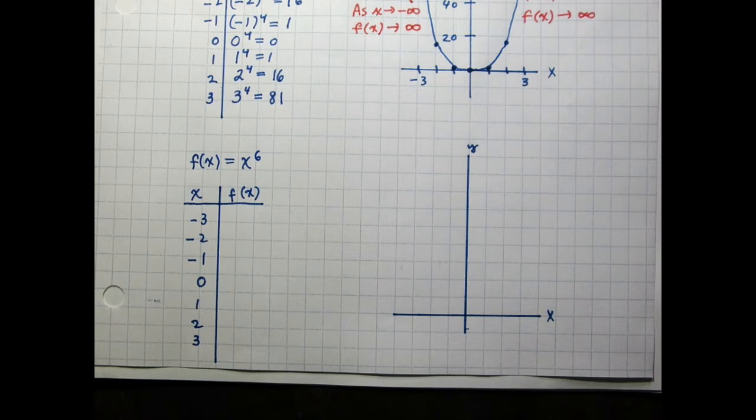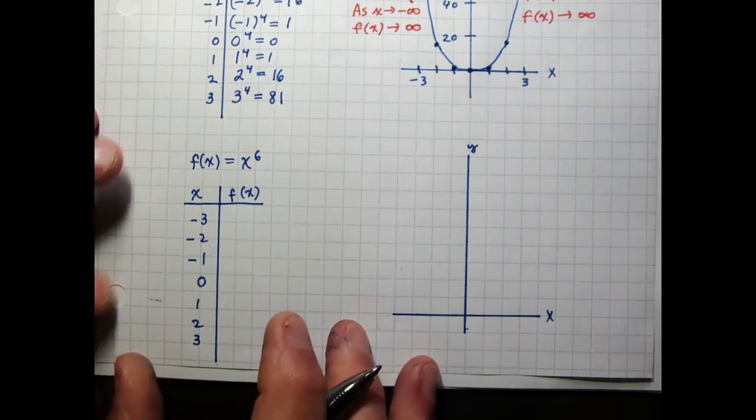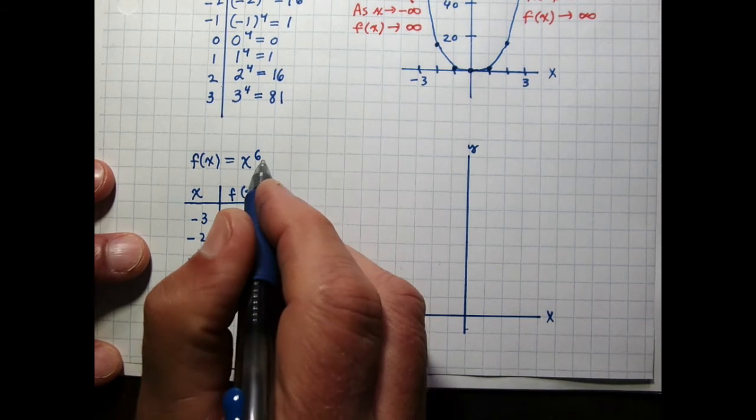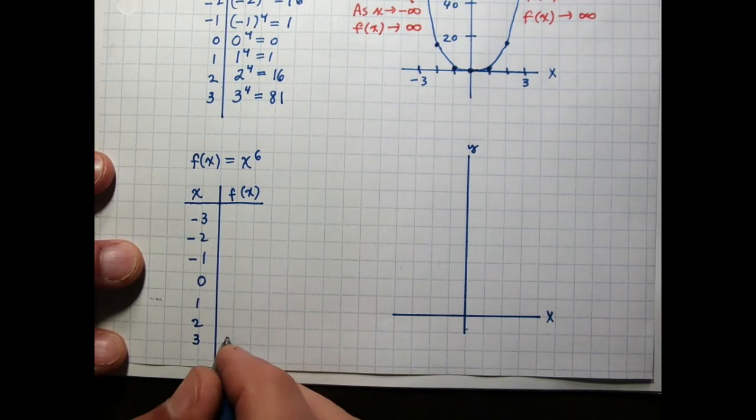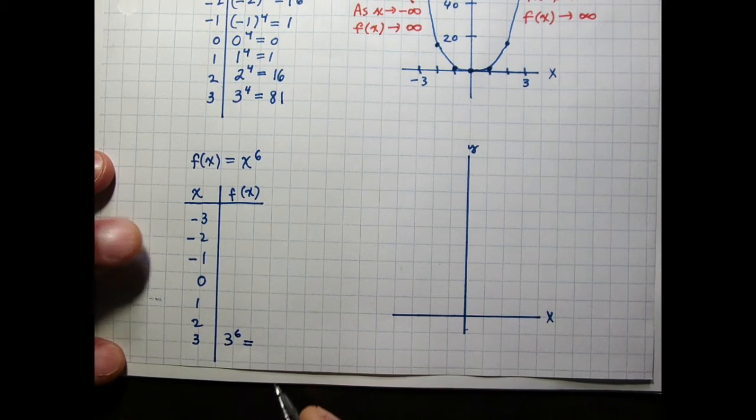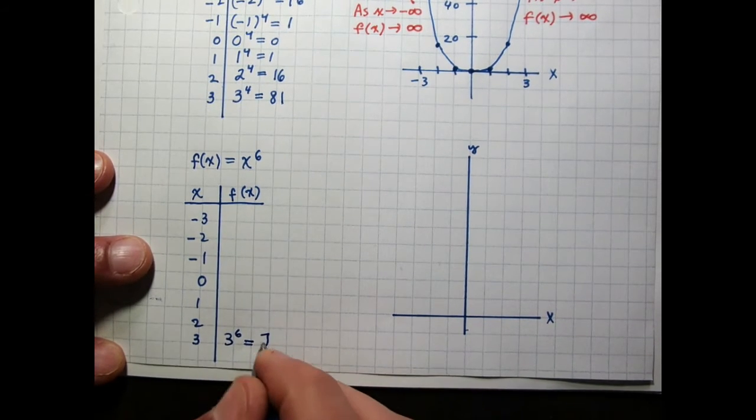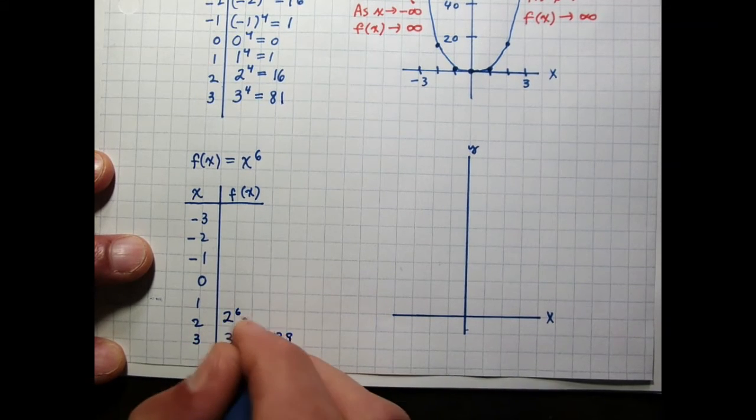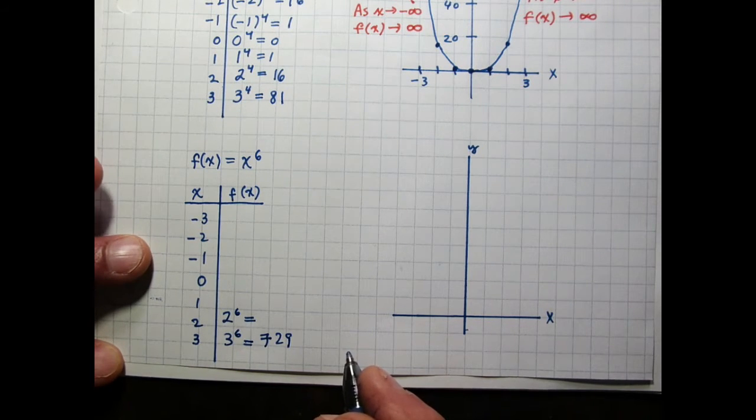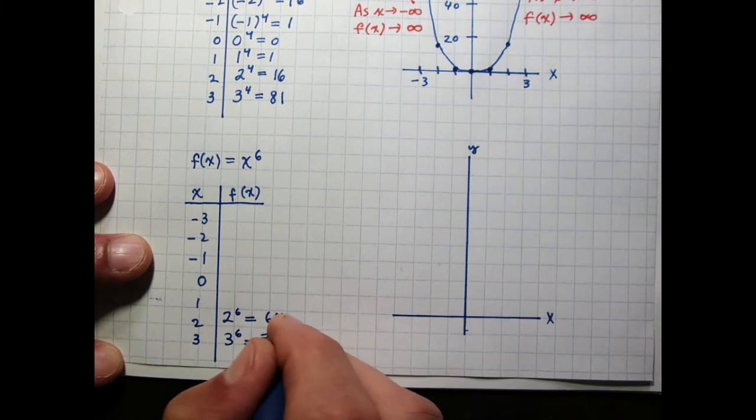Now I'm going to look at another even power of x, and you might even be able to guess where this is going, but let's go ahead and plot some points. Now I'm graphing x to the 6th. I'll start at the bottom here again. 3 to the 6th power. I used a calculator. 729. 2 to the 6th power. You should be able to do that in your head. 2 times 2 times 2 is 8, times 2 is 16, times 2 is 32, times 2 is 64.